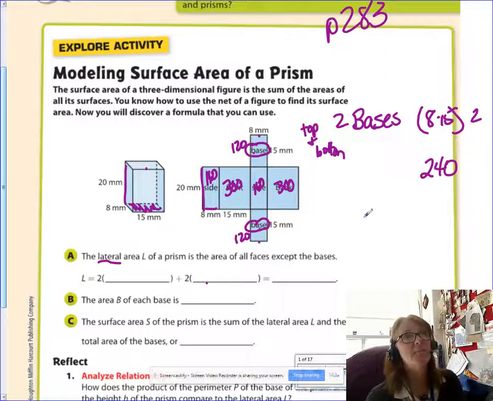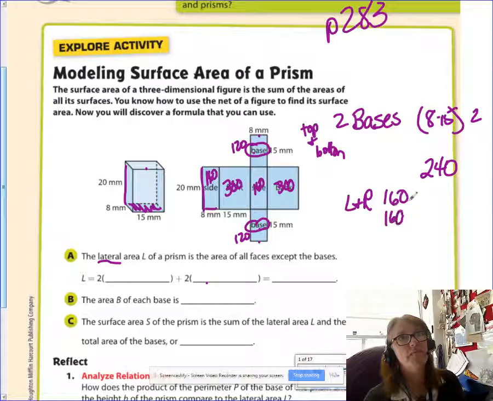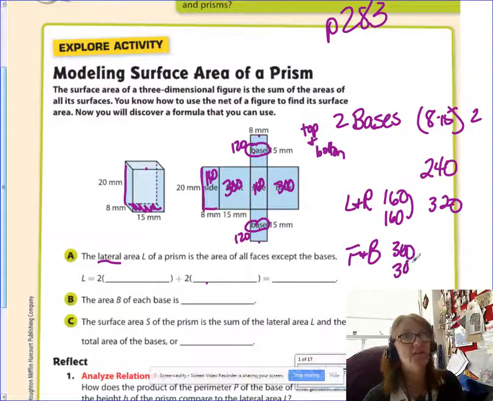So you had the top and the bottom, you had the left and the right, which were 160 each, which gives you a total of 320. And then you had the front and the back, and the front and the back were each 300. That gives you 600. If you add this whole sucker together, I think you get 1,160, something like that. The surface area. So that is what you should get here.